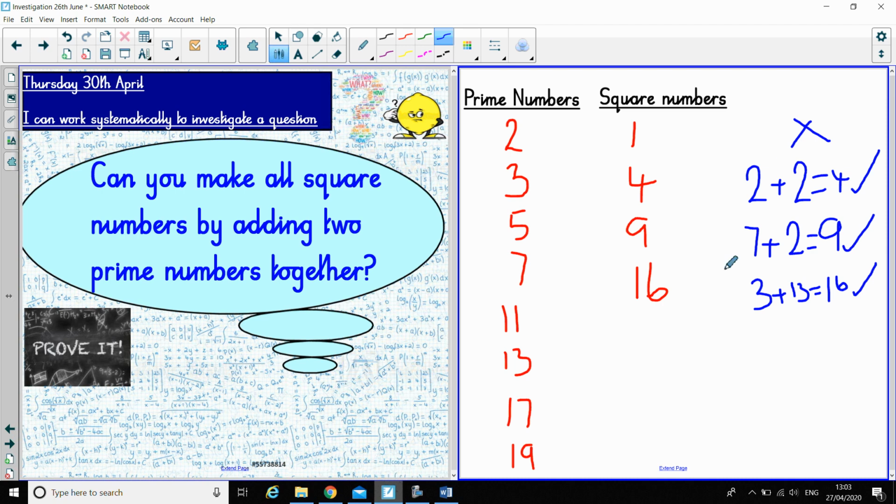So far, the only one I've found that I can't make is 1. So what I want you to do is carry on this investigation. As I said, make sure you do it at least as far as 12 times 12, the square number, which is 144. But I would suggest challenge yourself, see if you can go a little bit further and see what you find out.